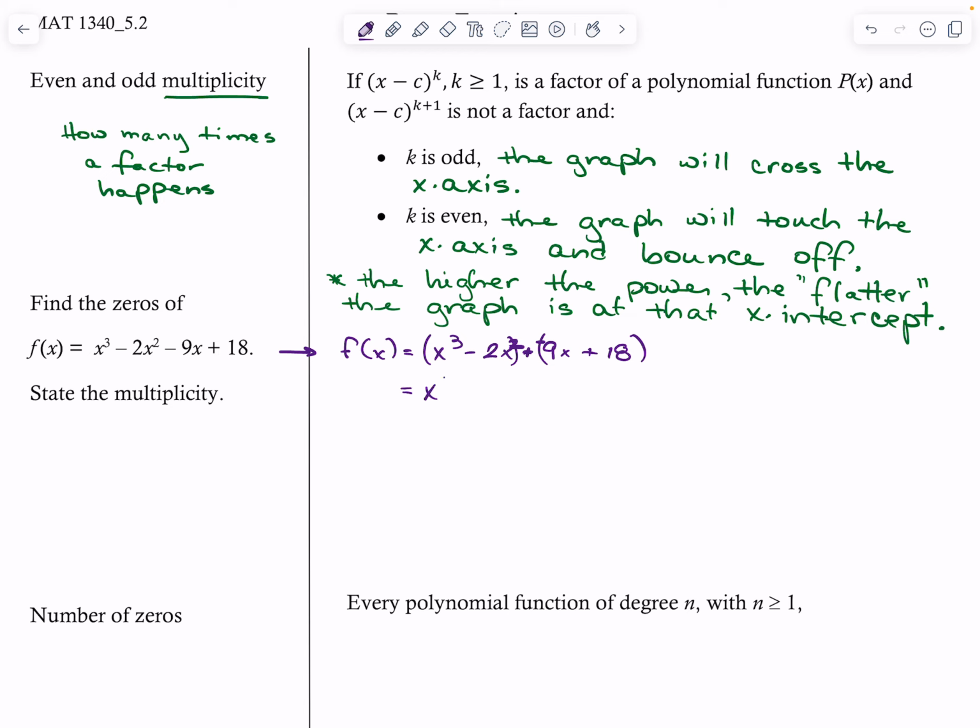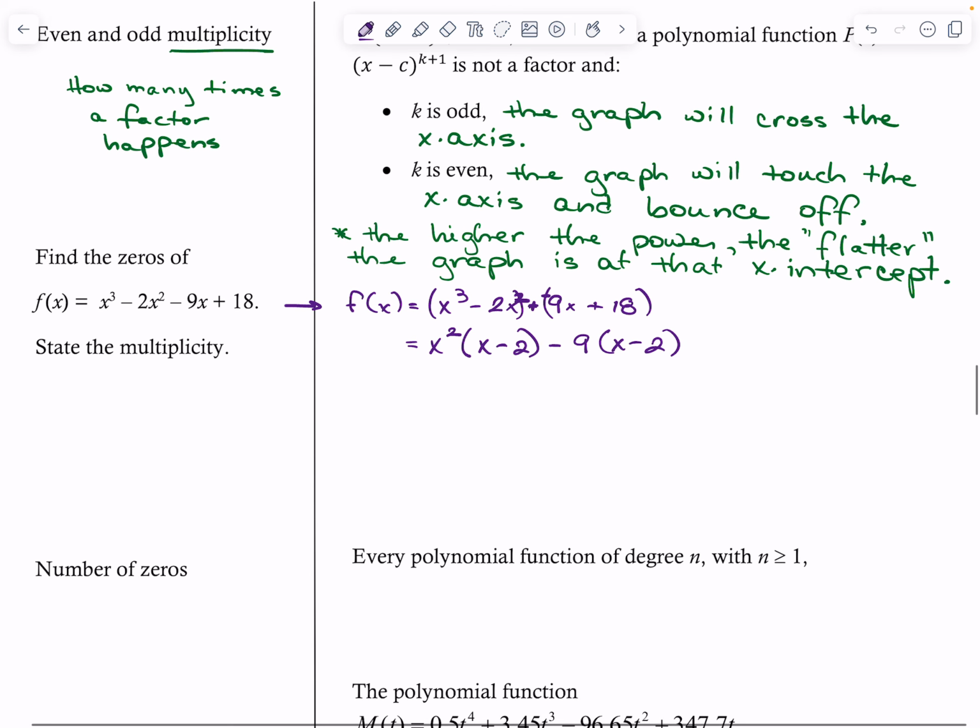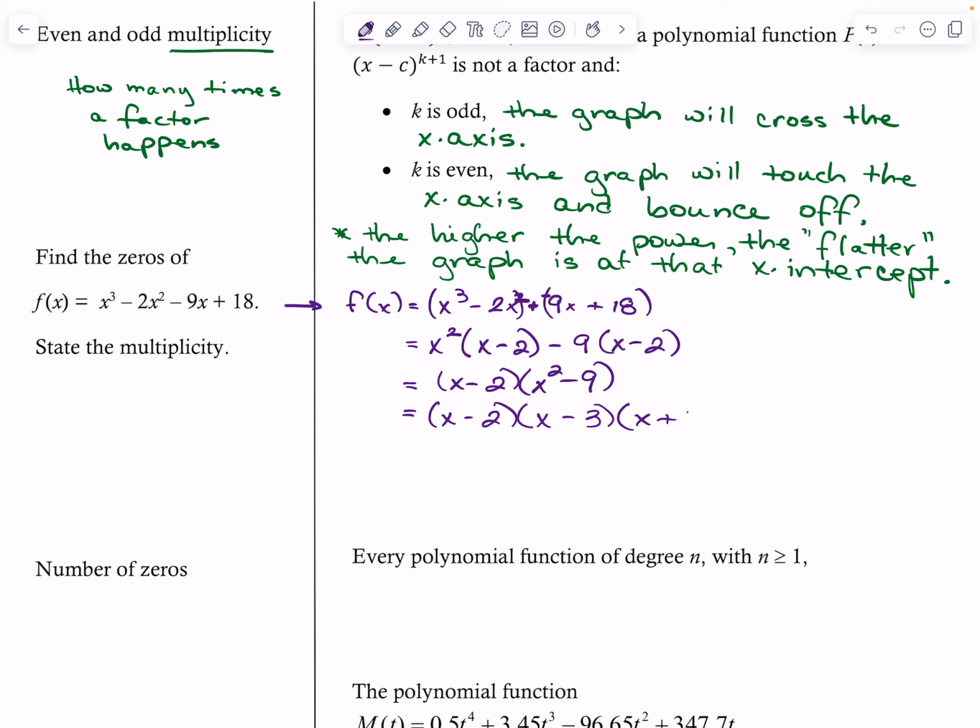I can factor x squared out of the first 2 terms. And because I want what's left over to match inside here, I am going to factor out a negative 9. I got an x minus 2, x squared minus 9, which factors completely into x minus 2, x minus 3, x plus 3.